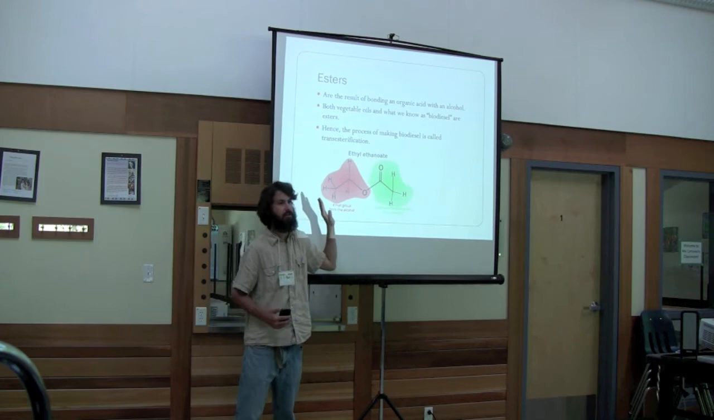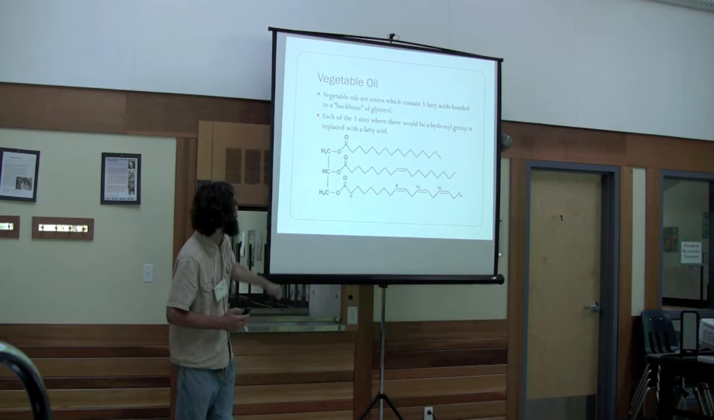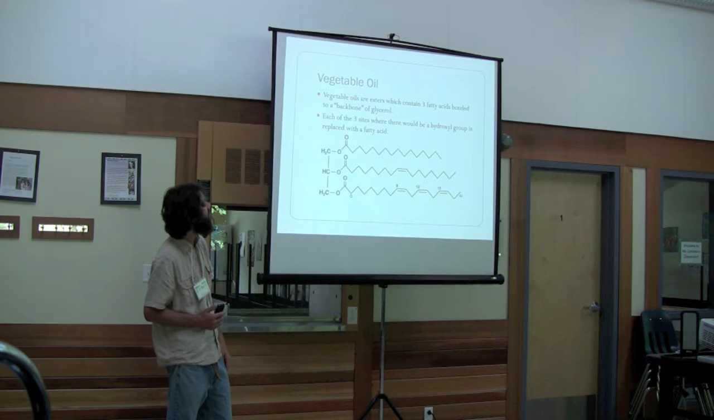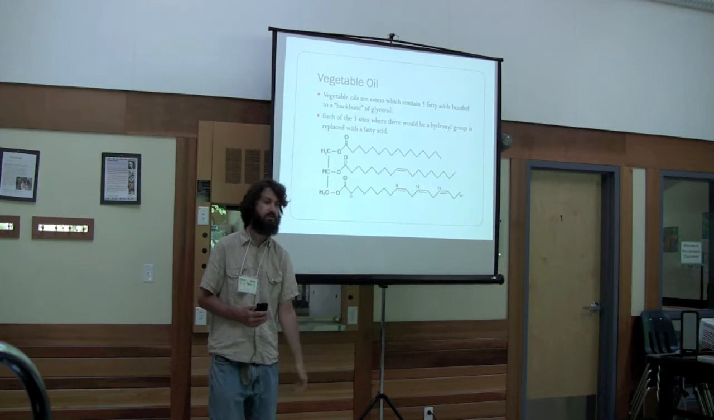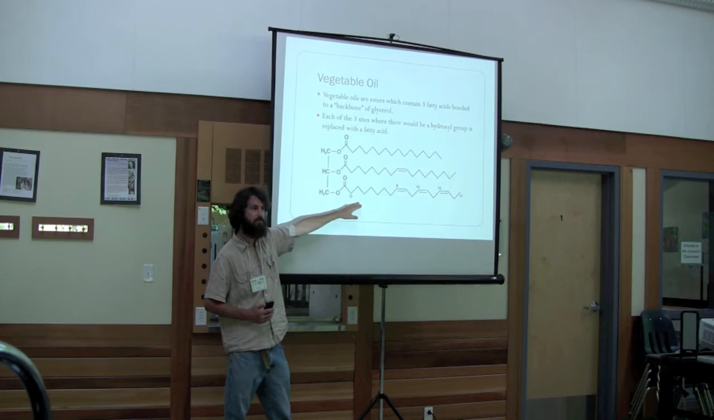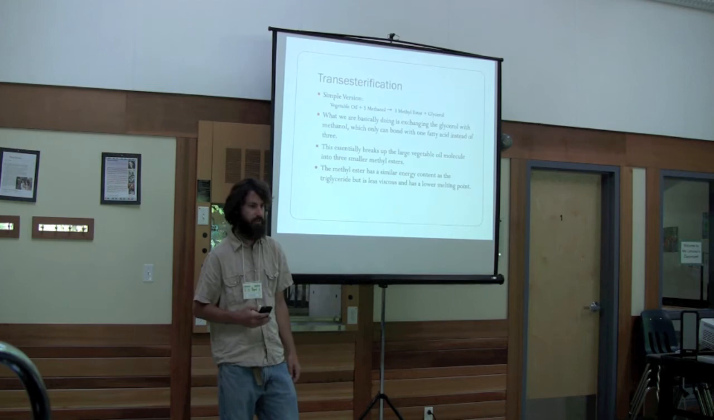So here's an example of a vegetable oil. The vegetable oils are what we call triglycerides, because they are three fatty acids bonded to a backbone of glycerol. So each of those sites in the glycerol where there would have been a hydroxyl group goes to another fatty acid. So they're rather large molecules. You can see fatty acids are pretty long, 16 to 22 carbons long, and there's three of them, and here's the glycerol part. So, pretty big.